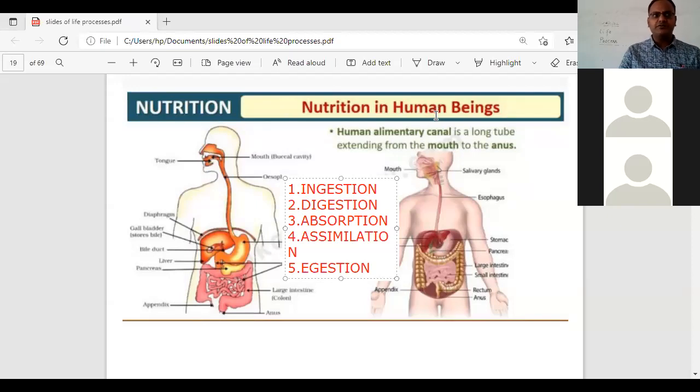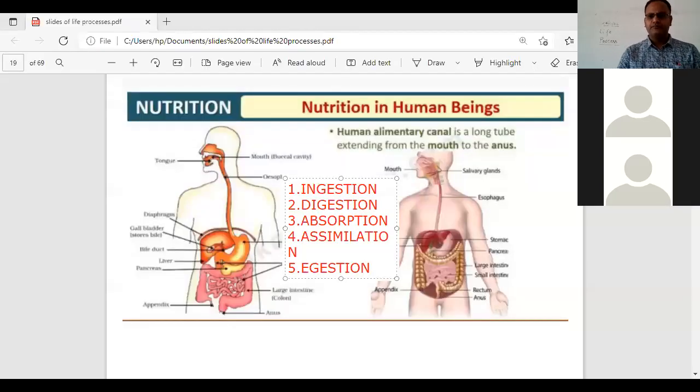Physical digestion means converting the food, that is a large particle of the food, into the smaller one. So what is ingestion? Ingestion is a process by which we take in the food into the mouth, and the teeth present in the mouth bring about the physical digestion of the food.